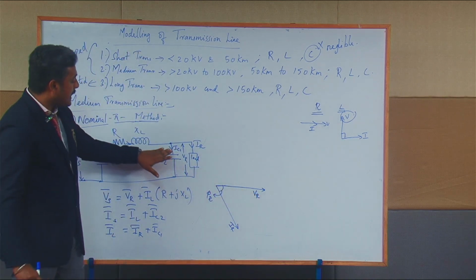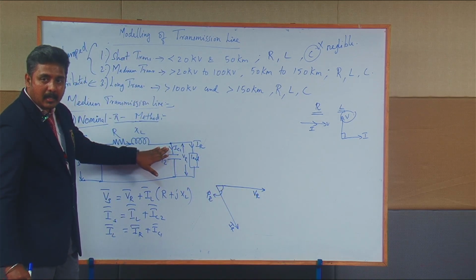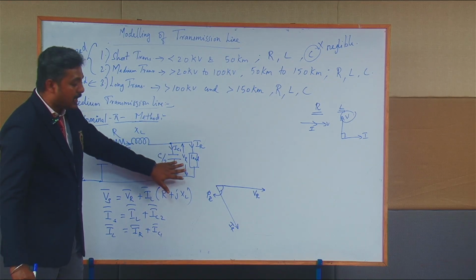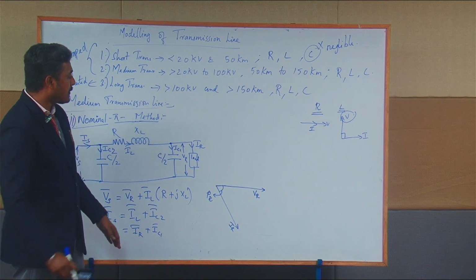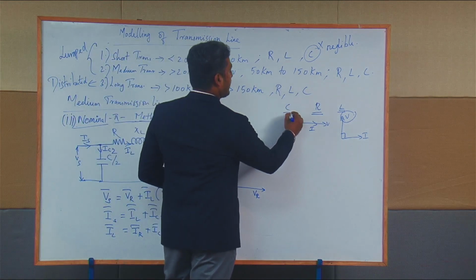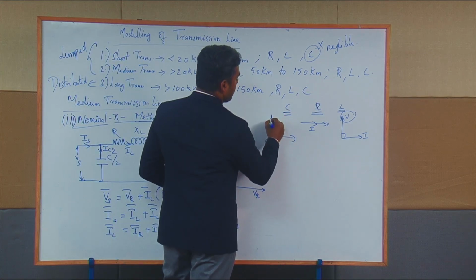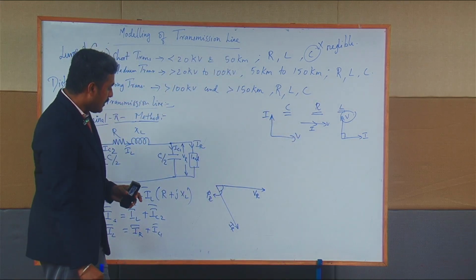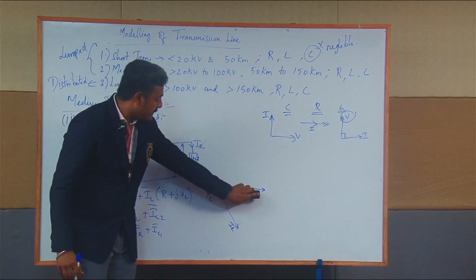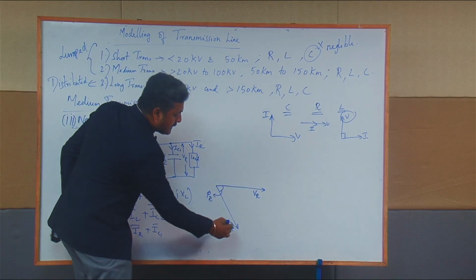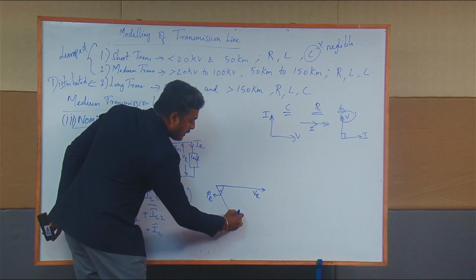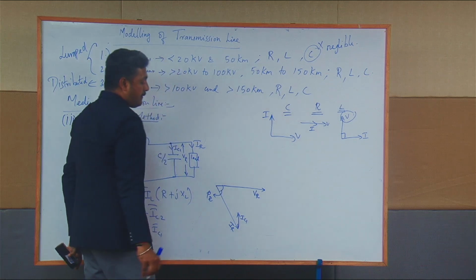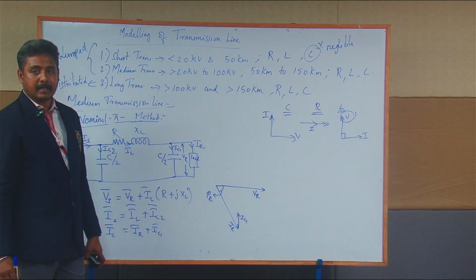Now I have to draw the IC1 vector. The IC1 vector is a vector which leads the VR by the angle of 90 degrees, because for a capacitance, current leads the voltage by the angle of 90 degrees. Therefore, for this VR vector, I am going to draw the current vector IC1 perpendicular to the VR vector, which leads the VR vector by the angle of 90 degrees.